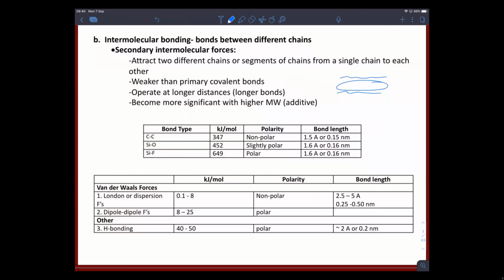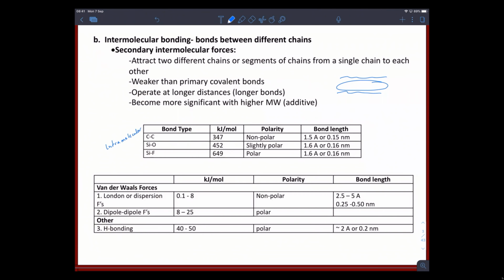Now they're weaker than primary covalent bonds, and they operate at longer distances, so they are longer bonds, and they become more significant when we have a higher molecular weight polymer, which makes sense because with a higher molecular weight polymer, we have more regions able to undertake this intermolecular bonding, which means the effect is additive.